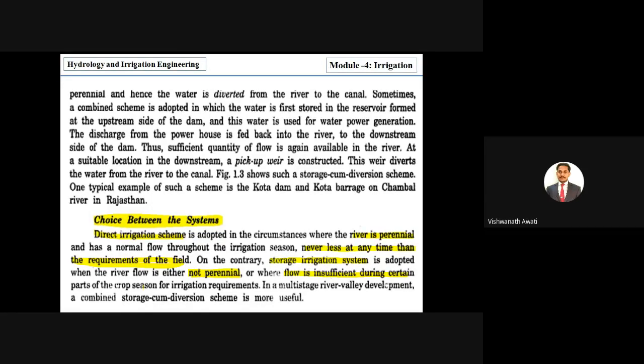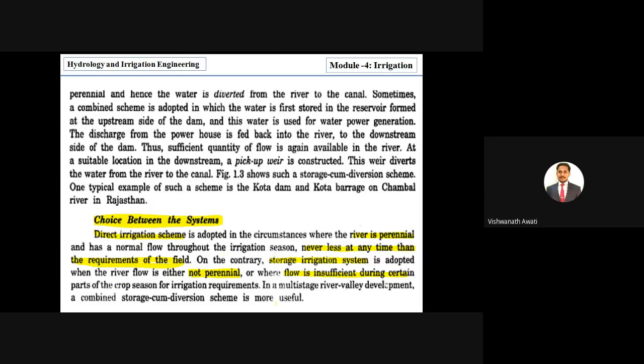You can see many of the storage projects are on seasonal flow rivers like the Krishna River, Godavari River, and Kaveri River, because in these rivers we are getting water on a seasonal basis, right? So then a storage irrigation system is adopted.